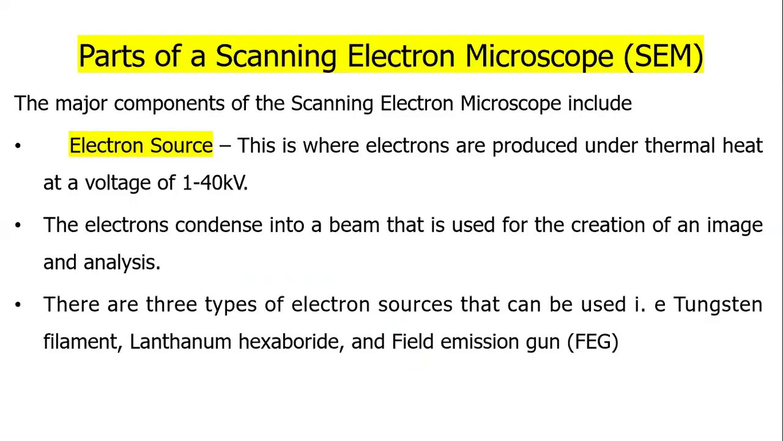Parts of the scanning electron microscope. The major components of a scanning electron microscope include the electron source. This is where electrons are produced under thermal heat at a voltage of 1 to 40 kilovolts. The electrons condense into a beam that is used for creation of an image and analysis. There are three types of electron sources that can be used: tungsten filament, lanthanum hexaboride, and field emission gun.